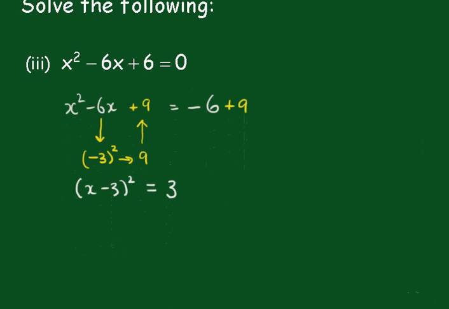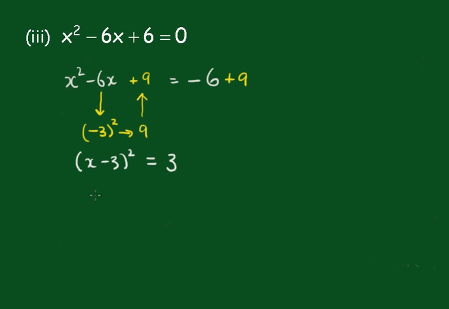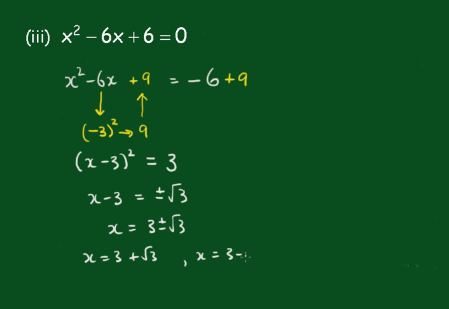Now we're ready to go as before. So x minus 3 equals plus or minus the square root of 3. Add 3 to both sides, we get x equals 3 plus or minus root 3. Or if you like, x equals 3 plus root 3, or x equals 3 minus root 3 are your solutions.